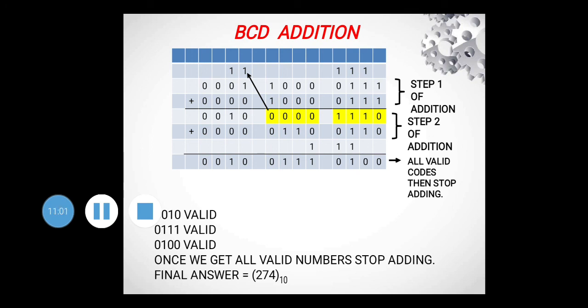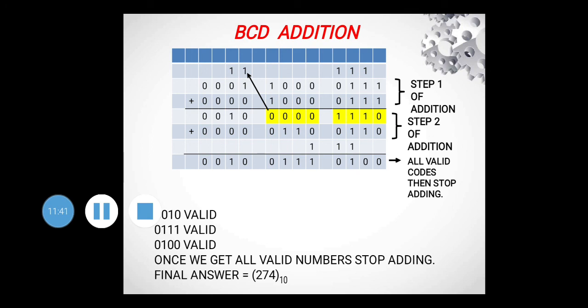Auxiliary carry you will check only for step 1 of addition. Invalid numbers you are going to check for step 1 of addition. So auxiliary carry and invalid numbers for step 1 you are going to verify. But from step 2, auxiliary carry you are not going to check, only invalid numbers. So now after addition, what I have found is all are valid numbers: 0010 valid, 0111 valid, 0100 valid. So you are going to stop addition here, and this is the final answer.